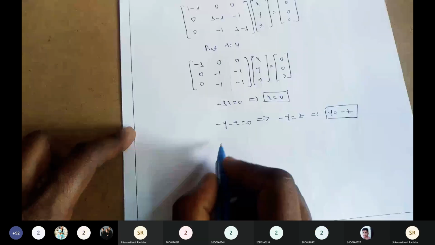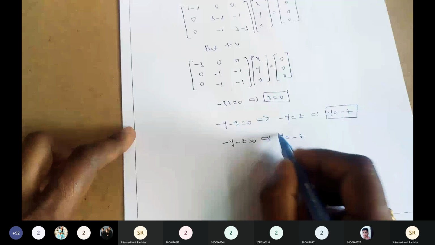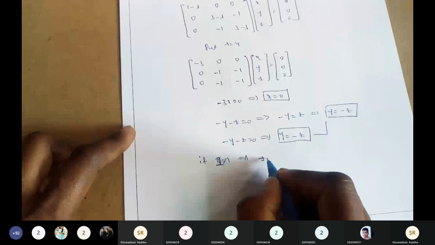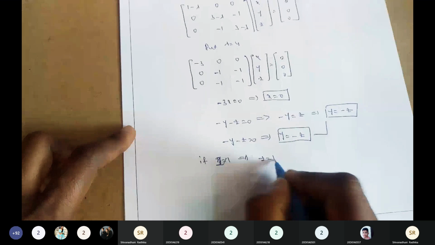Again I multiply the third equation, so that is also minus y minus z equals to 0. These two equations represent the same equation, so we get y equals to minus z. So in both equations, if I substitute y equals to 1, then we get z equals to 1. Suppose I substitute z equals to 1, then what is the y value here? Minus 1. Is it clear to all of you?